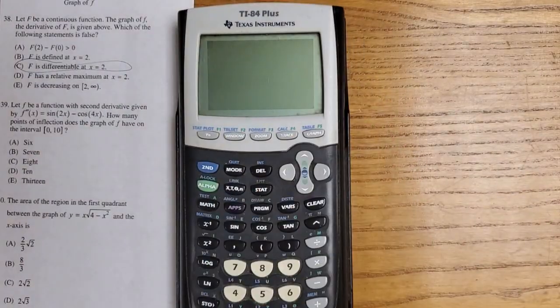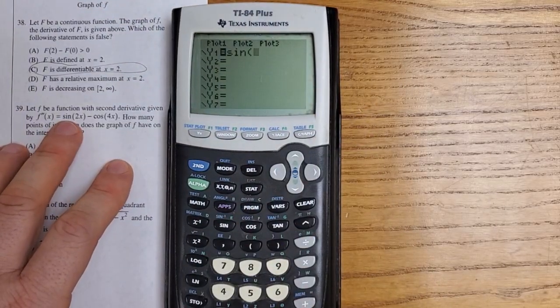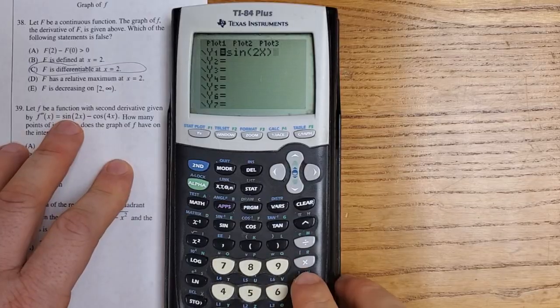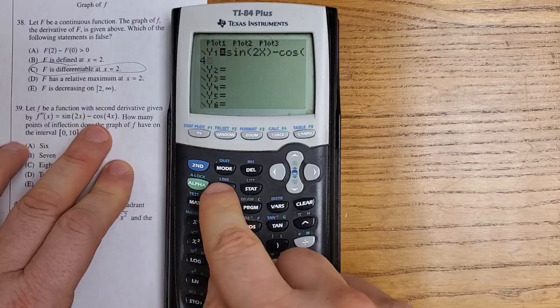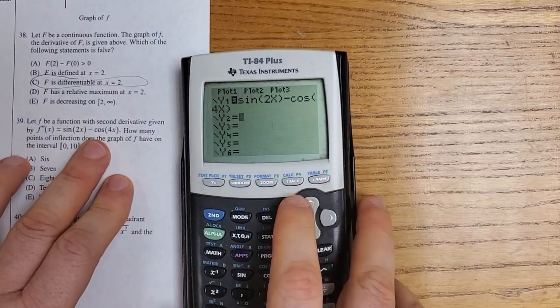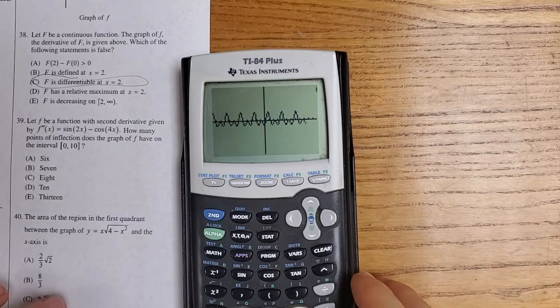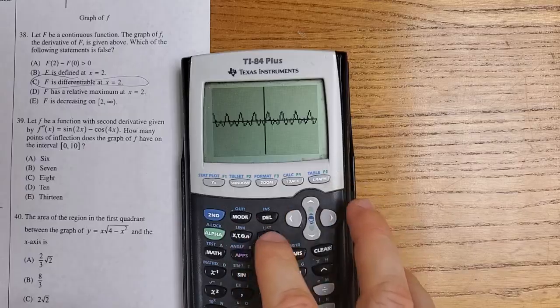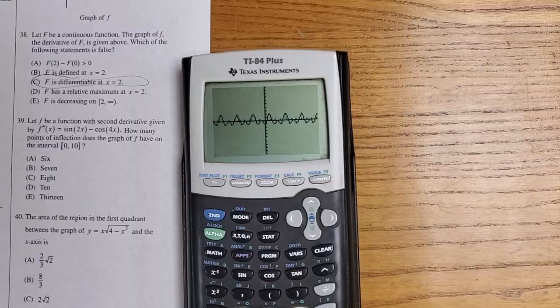So we can pull out our calculator again, and we're going to take that sine of 2x minus the cosine of 4x, and we are going to graph that. And let me show you a quick trick here. So pardon the pause of the video.